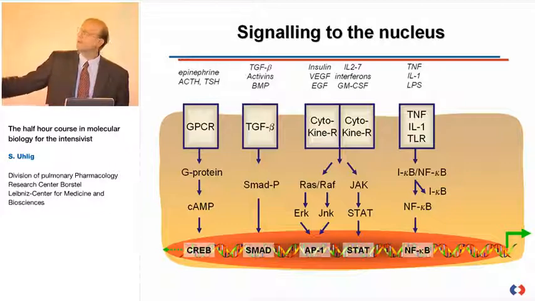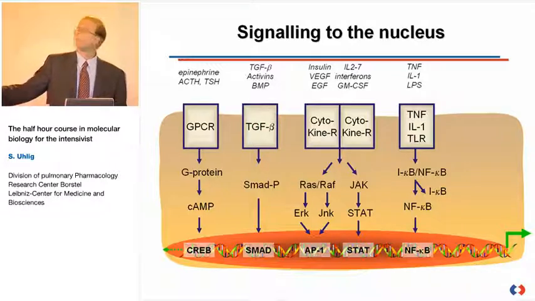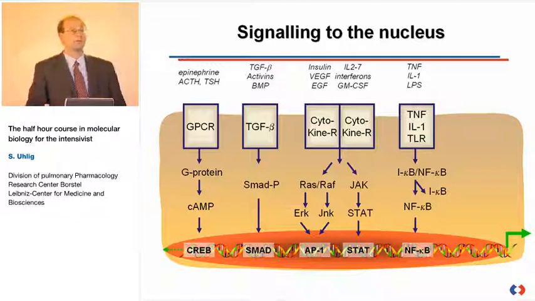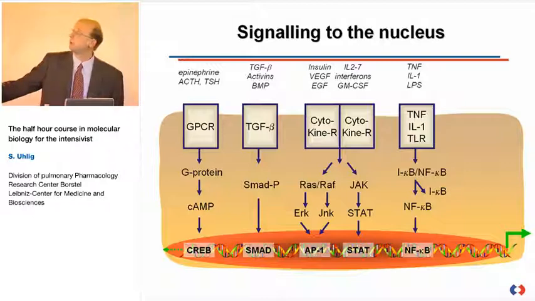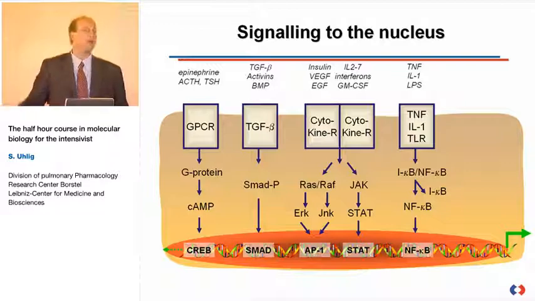A completely different class of receptor signaling pathway, but still with the same end, are the TGF receptors. Here it's activated by TGF itself, activins, and also BMP, bone morphogenetic proteins. This is a very simple pathway. The transcription factor is very rapidly activated; there are not many steps in between. The receptor directly phosphorylates the SMAD protein, which moves into the nucleus and acts as a transcription factor.